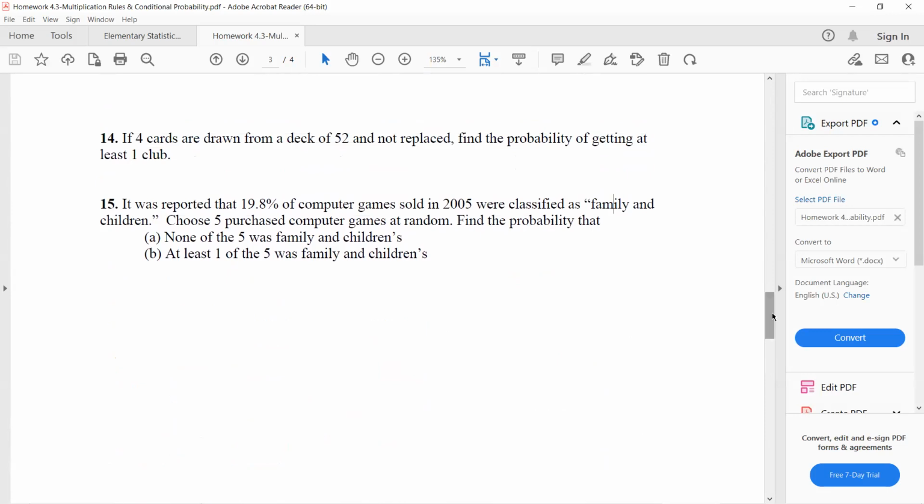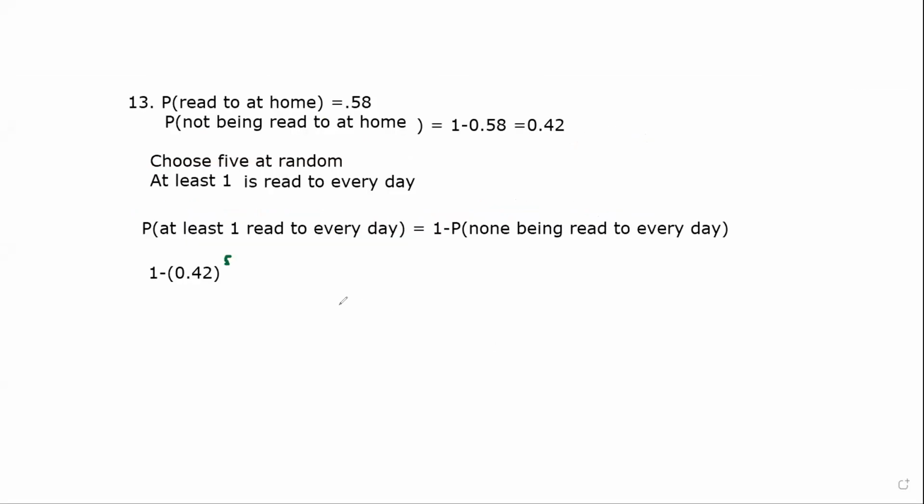If 4 cards are drawn from a deck of 52 and not replaced, find the probability of getting at least 1 club. Okay. We can approach this in a similar way. There's a couple of ways that I suggested. One of the ways that I suggested we do this, and there's about 2 ways that we could do this that would be possible with the knowledge that you currently have. So on number 13, let me write the answer here to this one first.